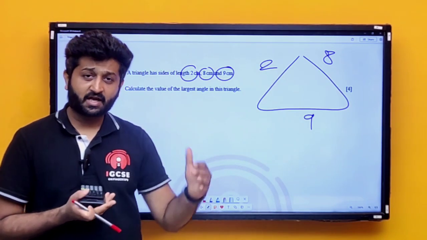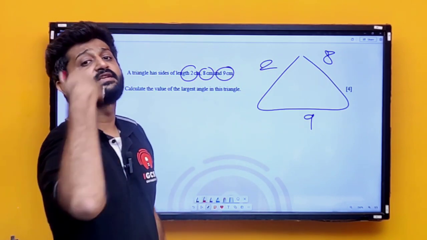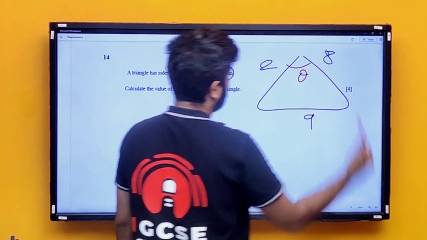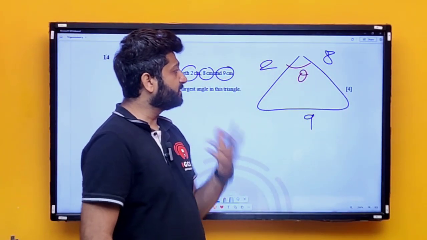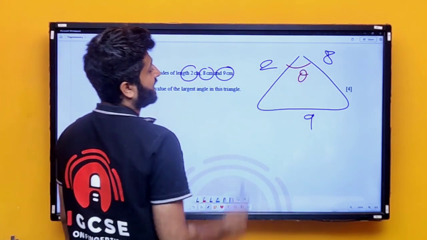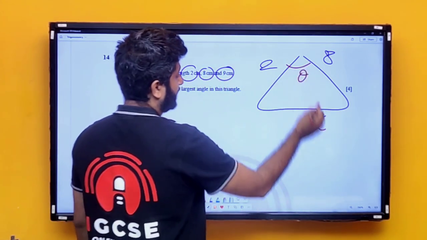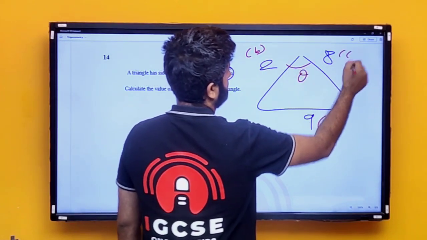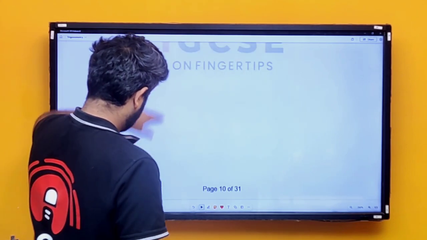Now guys, the largest angle is generally the angle which is opposite to the largest side. So if this is the largest side, this becomes my largest angle. Same way, the smallest angle will be opposite to the smallest side. So I am supposed to find this angle theta. The side opposite to the angle becomes A, the rest two become B and C. Use the cos rule and find the answer.